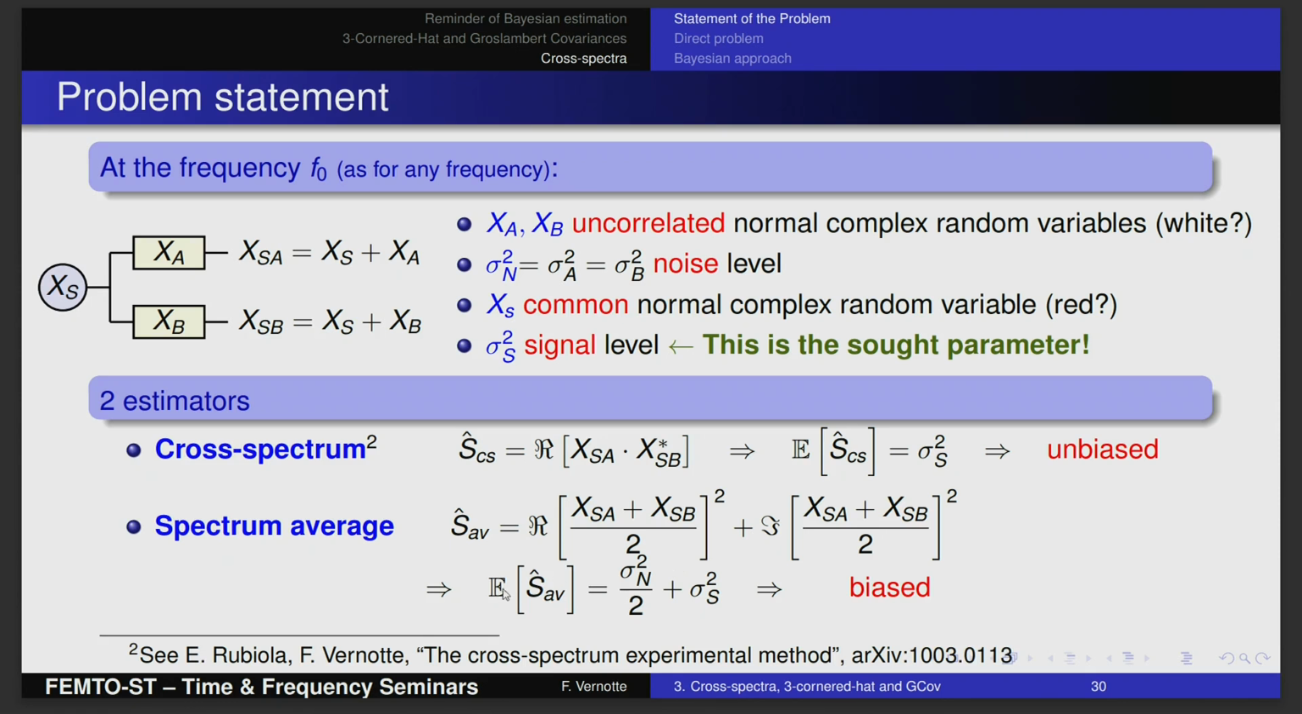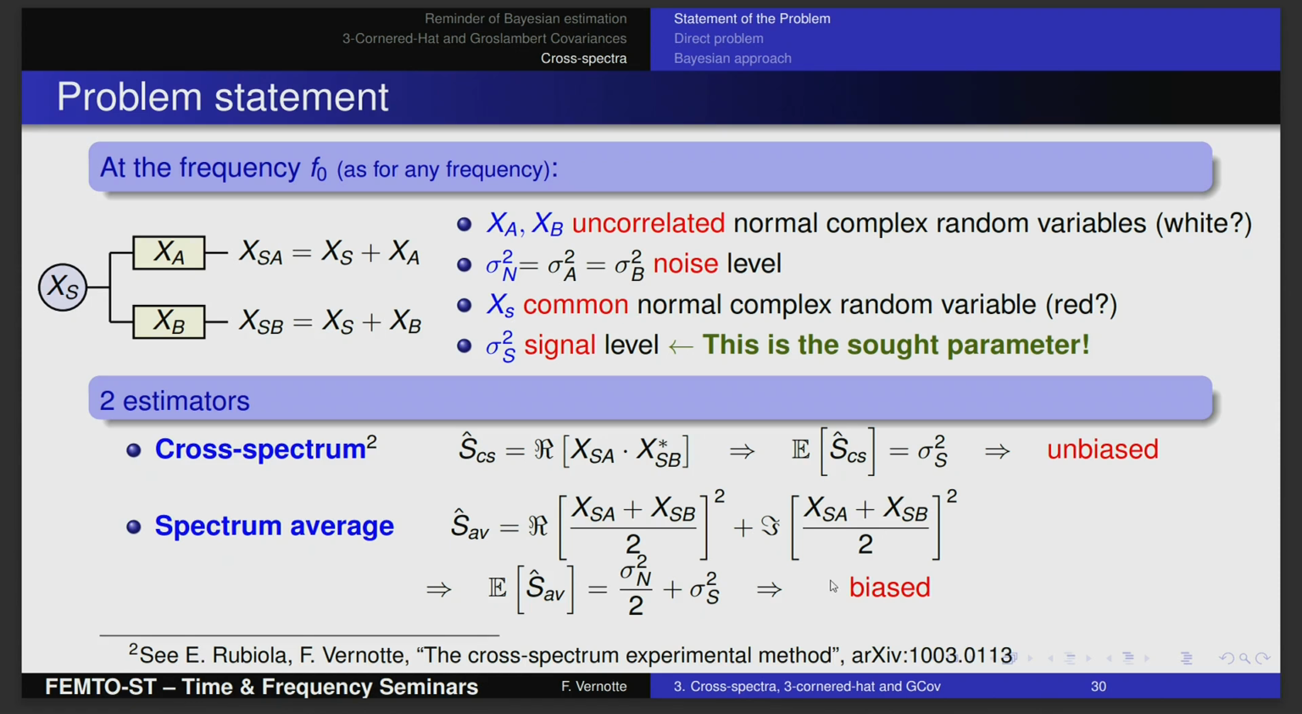Of course, if you take the mathematical expectation of this quantity, you will retrieve the signal level here, but also the noise level, which is here divided by 2. So it means that it's biased. But it's very important to consider this quantity. I will explain the importance just later on.